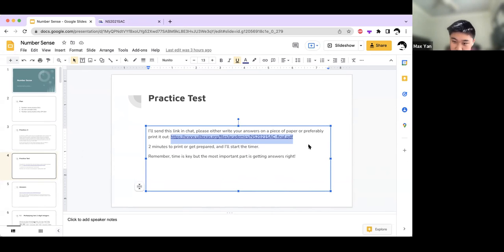Okay, has everyone printed it and gotten a pen? Okay, then I'm going to start a timer. Remember, you can't make any additional calculations. Start at 3, 2, 1.